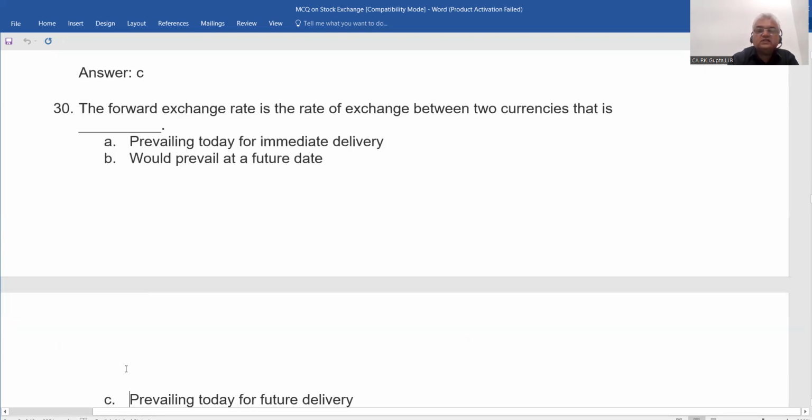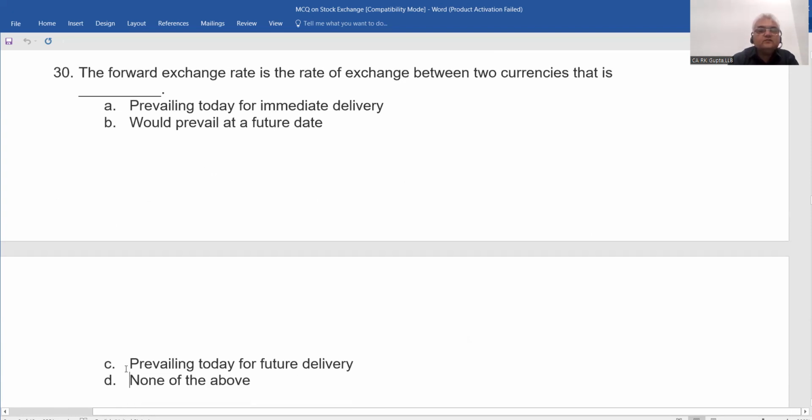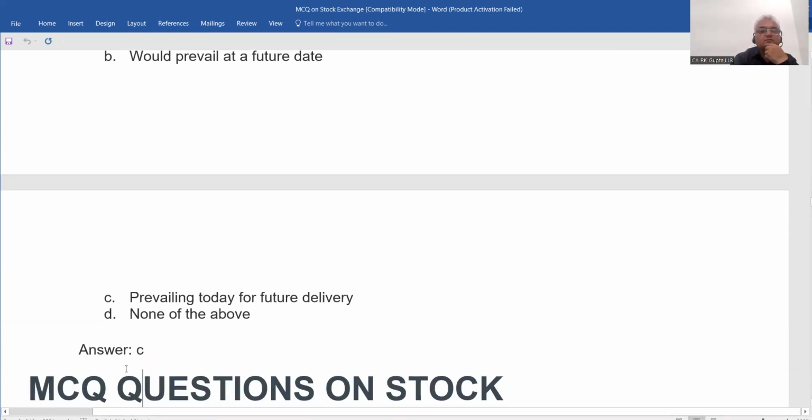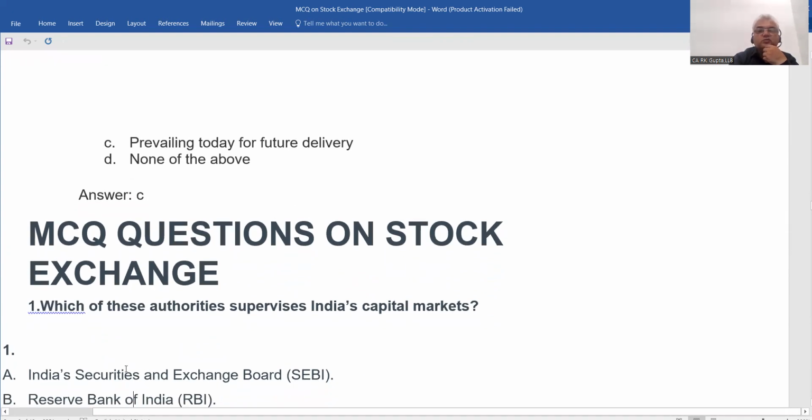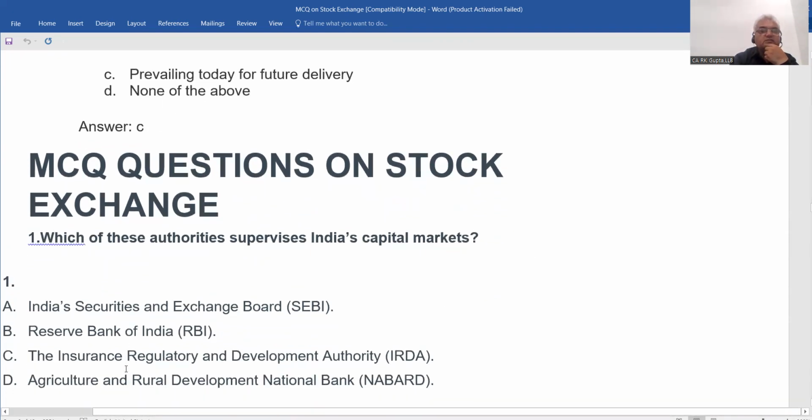The forward exchange rate is the rate of exchange between two currencies, that is, the rate prevailing today for immediate delivery. यही होना चाहिए, immediate delivery. Prevailing today for future delivery. Right. Okay, see. Acha, which of these authorities supervise India's capital market in investment? SEBI.